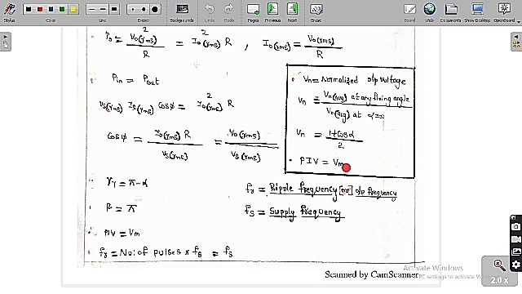The peak inverse voltage is equal to Vm. The peak inverse voltage is the maximum reverse voltage experienced by the thyristor, which is Vm. So Vm is the correct solution of this question.